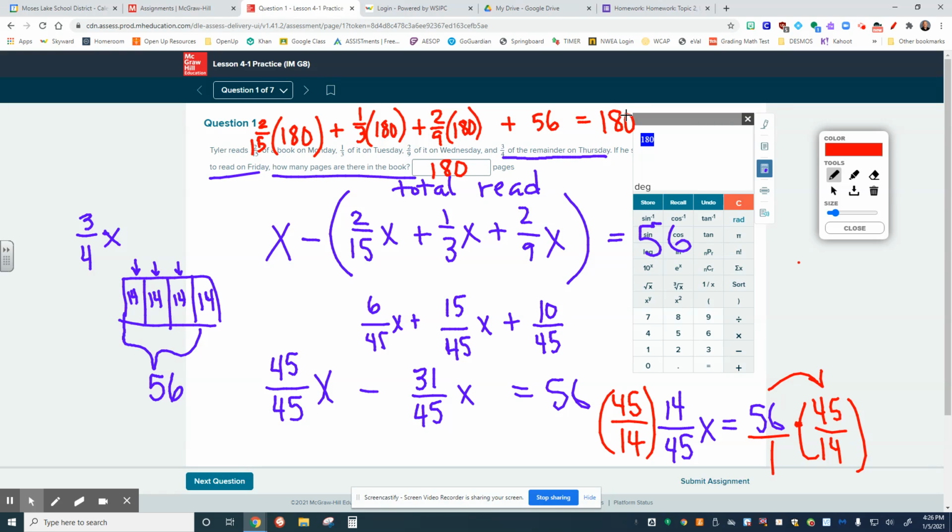Or you can go back to this point right here where I substitute. What I've really done is substituted all of the x's with 180. And then what I need to do is add these three values together, subtract them from 180, and it better equal 56, or else we got the wrong answer. I'm going to tell you, have some confidence in me, though.